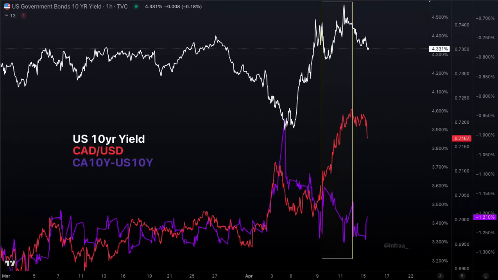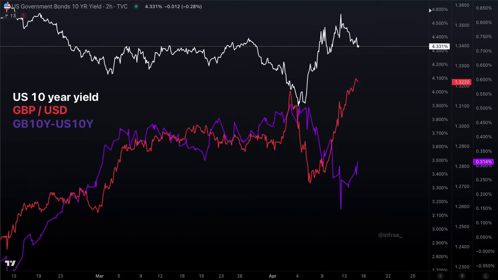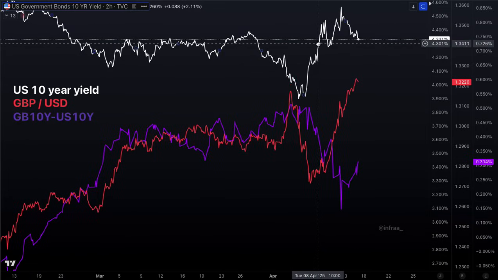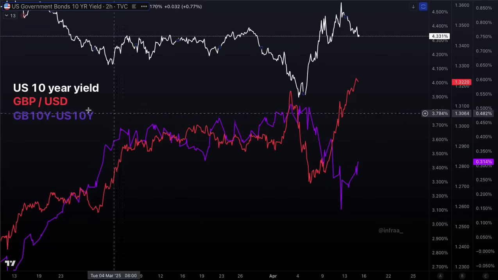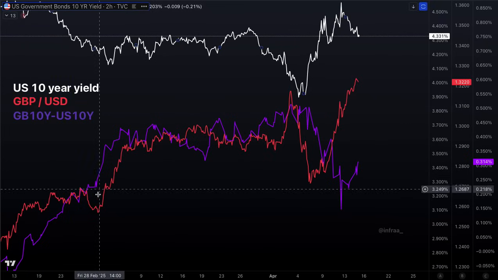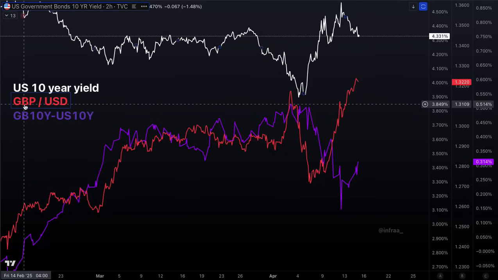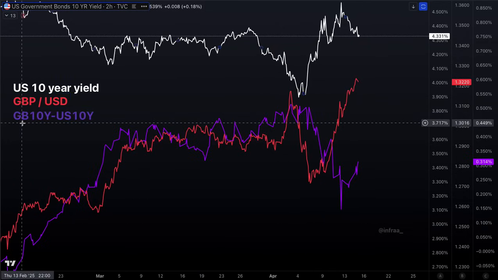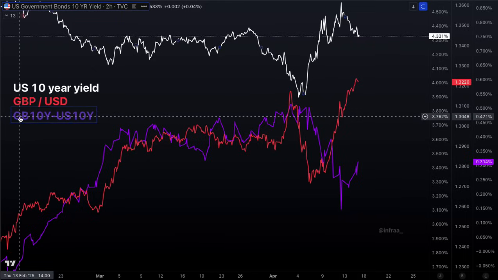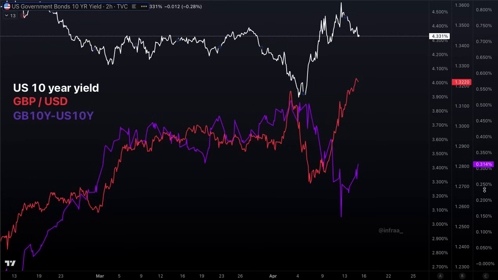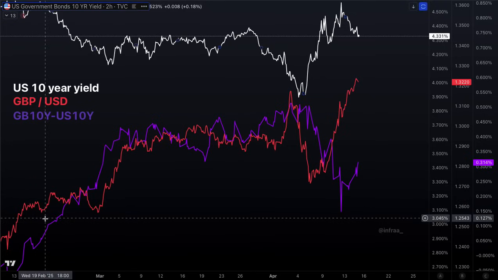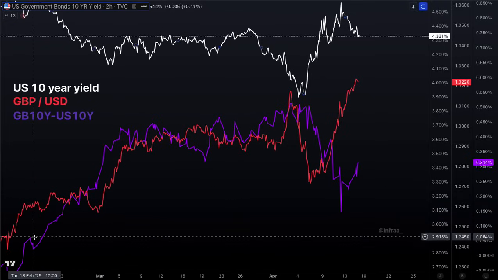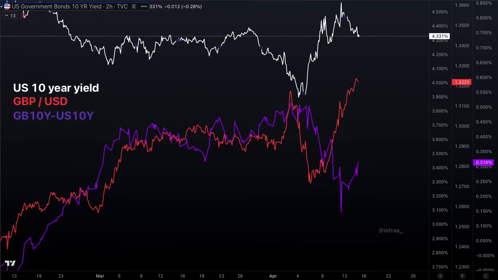Let's look at Great Britain. Here's Great Britain. Same thing, US 10-year yield is in white, and the British pound, US dollar, is in red. So remember, pound is the numerator, so if this line is going up, that means pound strength. Purple line is the interest rate differential between the British 10-year gilt and the US 10-year yield. And again, you can see pretty good correlation between the interest rate differential and the currency.